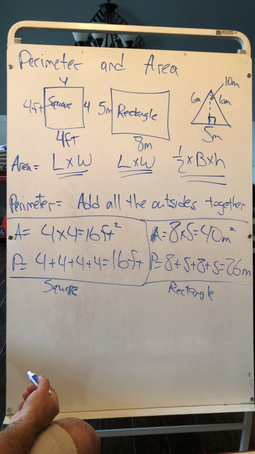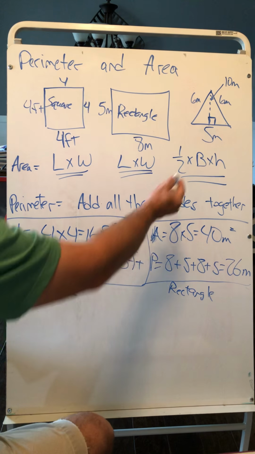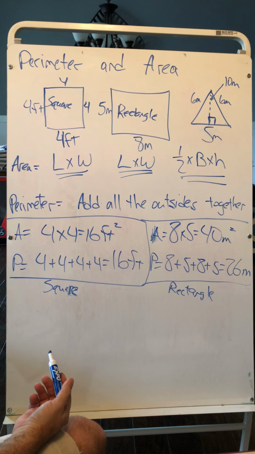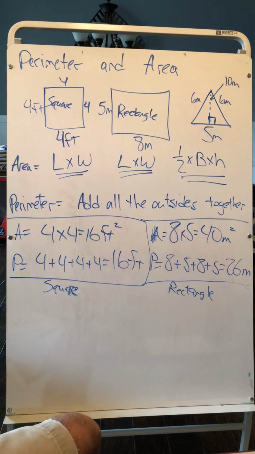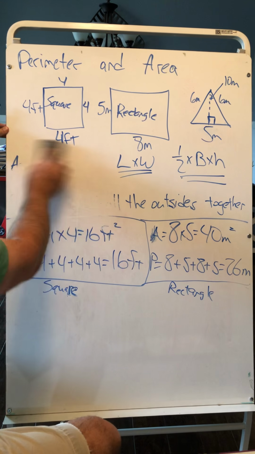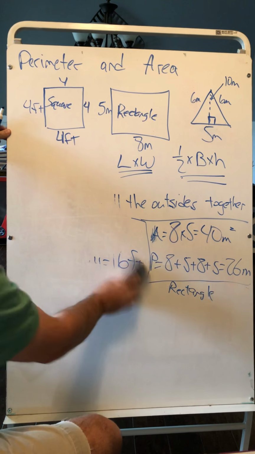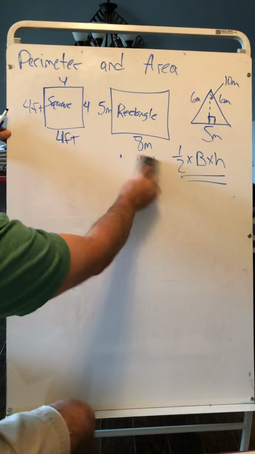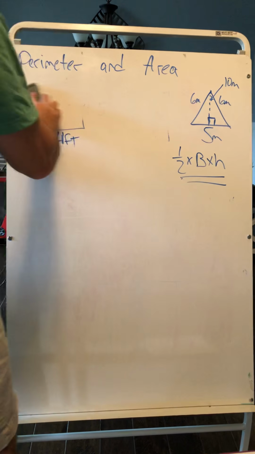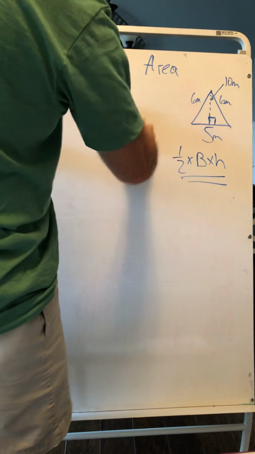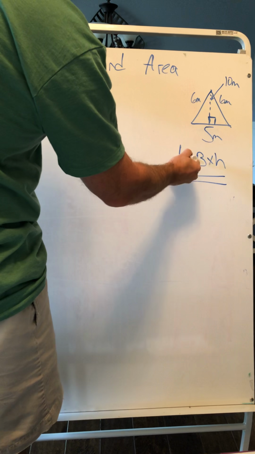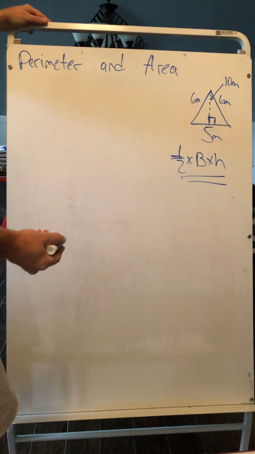Now the triangle is going to be a little different because for a triangle, your formula is 1/2 times base times height. So I'm going to erase all this stuff so I can focus a little more on triangles. Triangles, they can write them a lot of different ways. Let's do this. So for my formula, it's 1/2 times base times height.